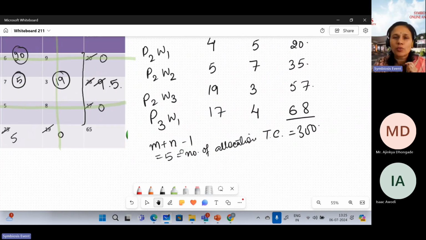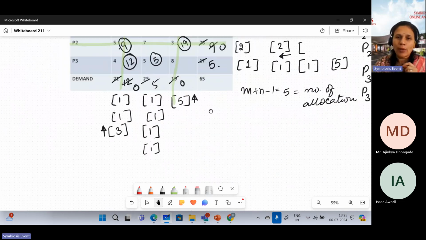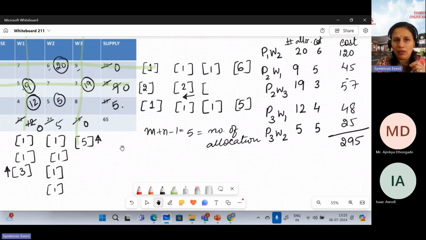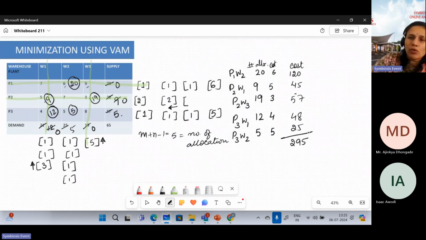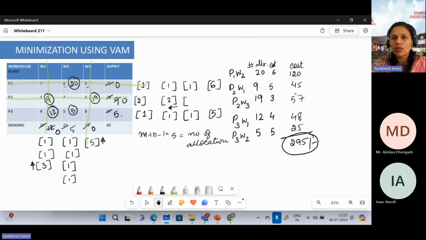And when I worked with respect to the penalties, I'm able to eliminate the error wherever it's possible. My minimum cost involved to justify the demand and supply is 295. So this is the best. This is the best solution, right?